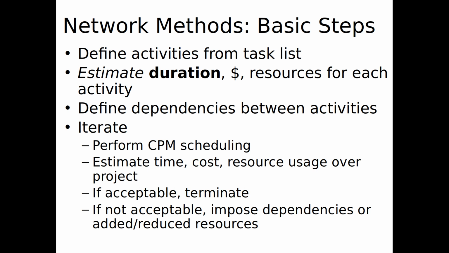Okay? So the idea here is that we're going to define the tasks. We're going to estimate the duration for each of those tasks. For each task, we're going to use an estimation method to estimate how long this takes: 4 hours, 2 hours, 6 hours, what have you. We're going to define dependencies between activities. What task depends on which? And then we're going to perform CPM scheduling.